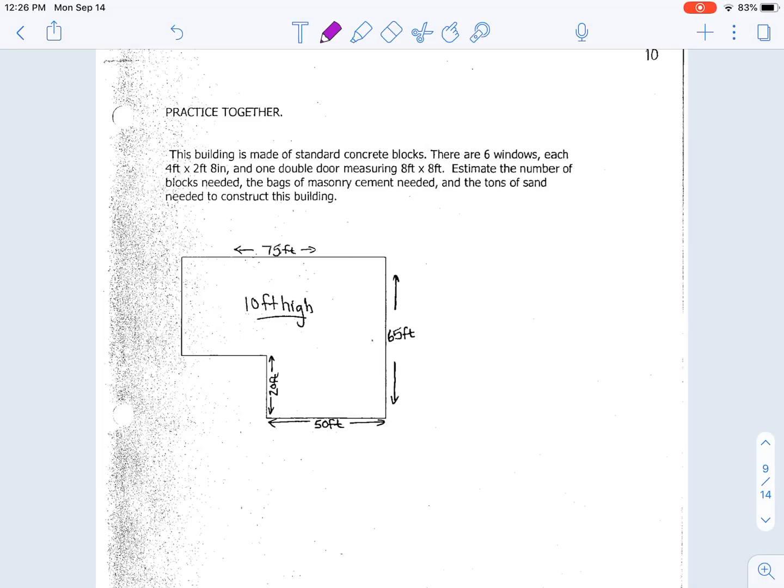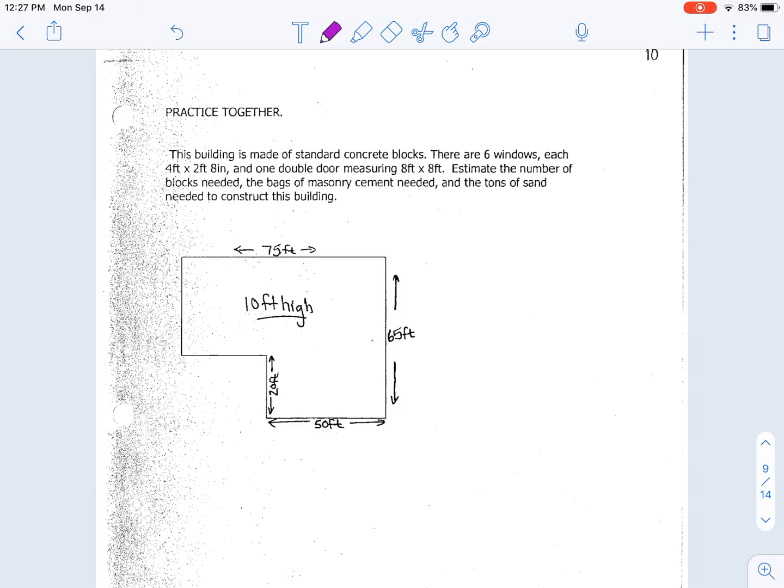Hello students, we're back again and we are talking about concrete blocks, estimating for concrete blocks, getting just a little bit more in depth about what we are doing. So we're going to work through this example together.